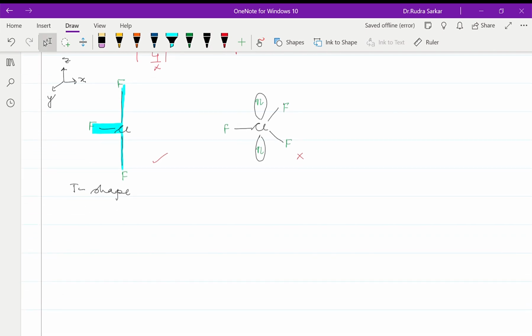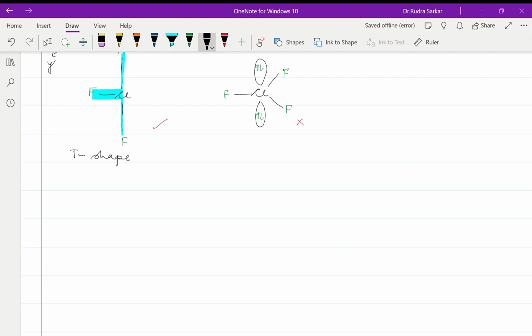Okay, next, let's do a few more examples in which I will be taking up a molecule of the type AB2L3. So again, what are we having? We are having two bond pairs and three lone pairs. So obviously the total electron pair is 5, which means this is your steric number. So your hybridization is what? Again it will be sp3d.